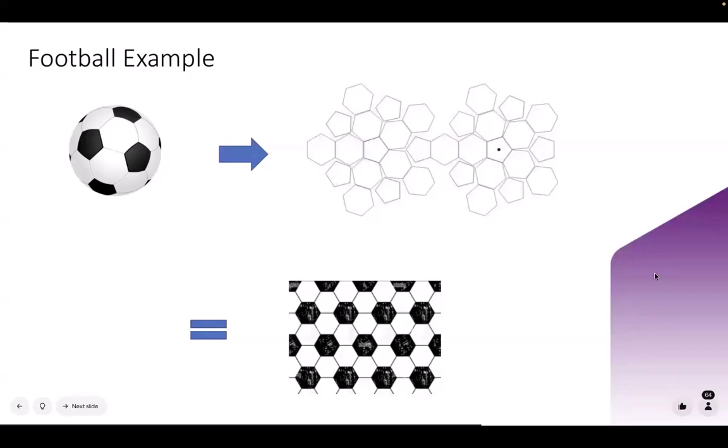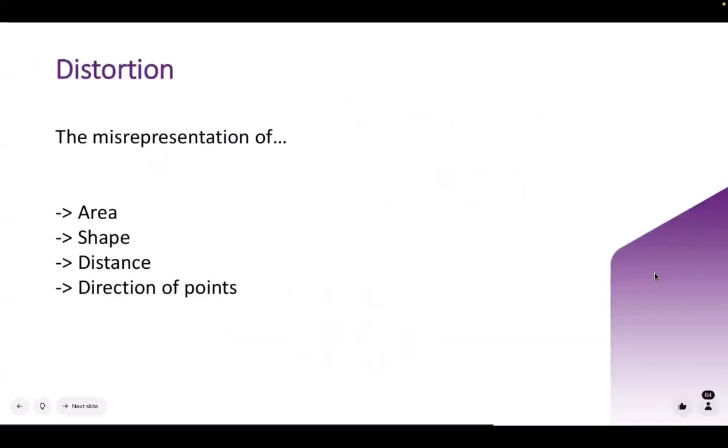Now, it's important to note that during this projection method, the data can become distorted. And this brings us on to our topic of distortion. This is the misrepresentation of area, shape, distance, direction, and direction of points. Which makes sense because if we are moving from a 3D object to a 2D object, of course, there's going to be differences in these four components.